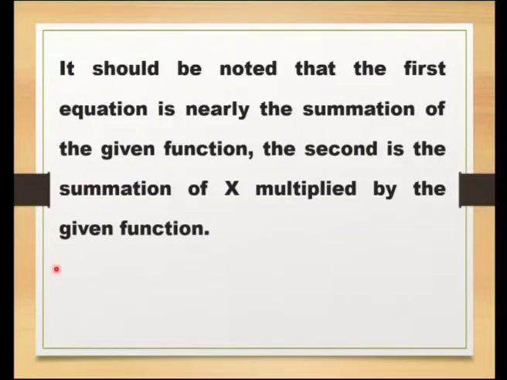When we have to find three constants a, b, c, one more time you have to multiply with x and then take summation. We will get three equations. The three equations are solved to find the three constants a, b and c. It should be noted that the first equation is simply the summation of the given function and the second is the summation of x, as I told you, multiplied by the given function. x is multiplied with the given equation, and then summation is taken.